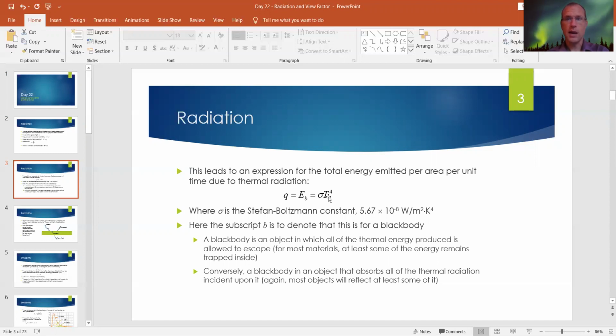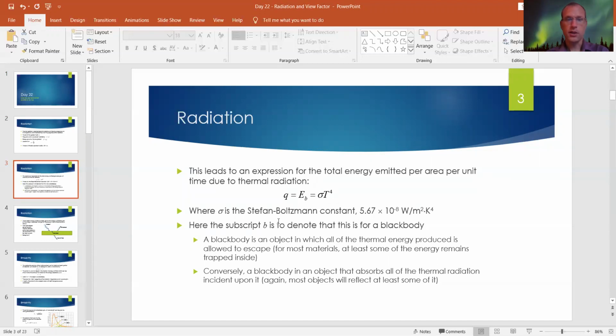This is the time of the course where that really matters now. For convection and conduction, we got away with not having to convert into Kelvin, but now we really do. Then sigma, the Stefan-Boltzmann constant, is 5.67 times 10 to the negative 8 watts per meter squared Kelvin to the fourth. So again, this B subscript indicates that I'm dealing with a black body.